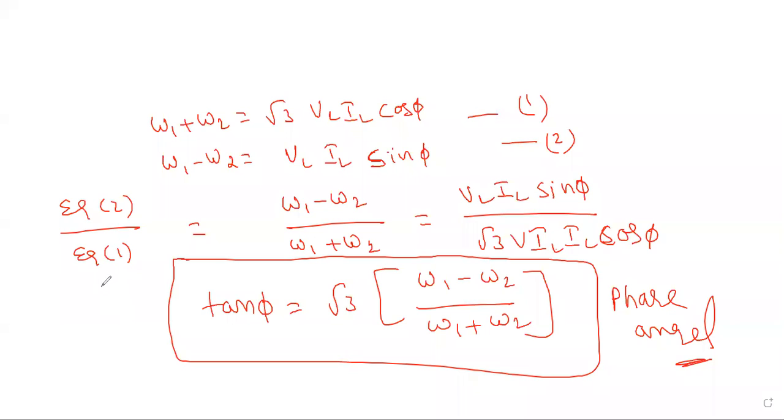This is about power measurement in the 3-phase system. So what are the different types of methods? First one, 1 wattmeter method. Second one, 2 wattmeter method. Third one, 3 wattmeter method. So these are the 3 types of methods available to measure the power in the 3-phase system.